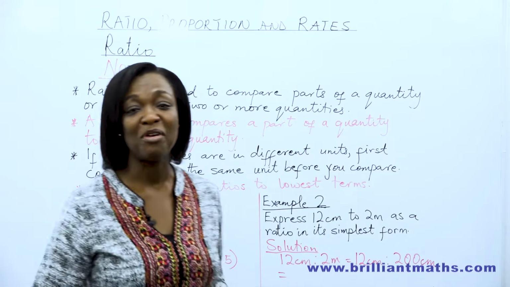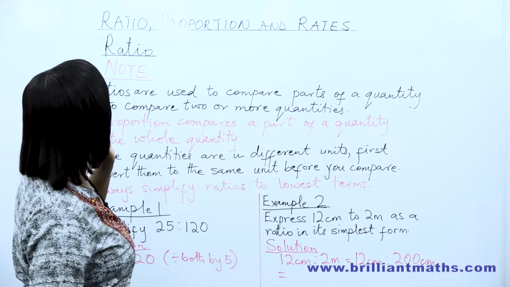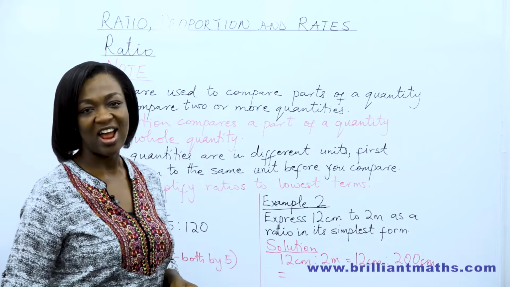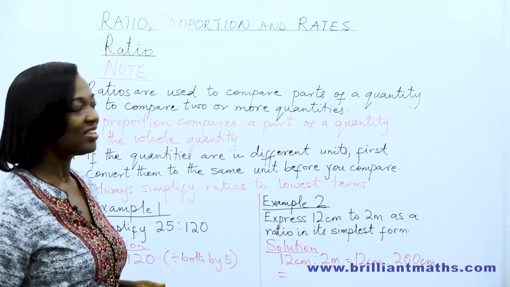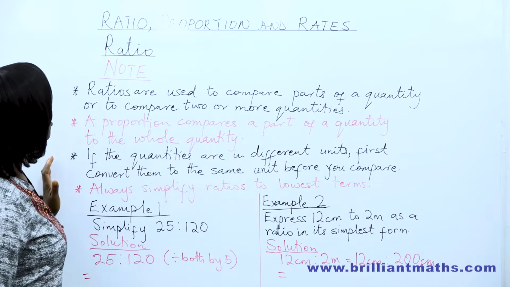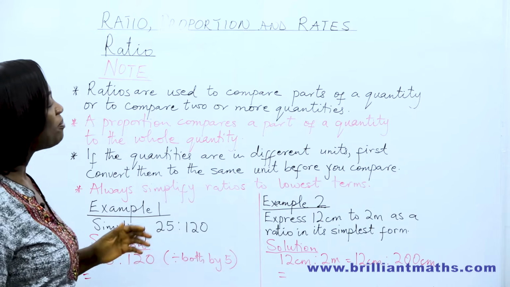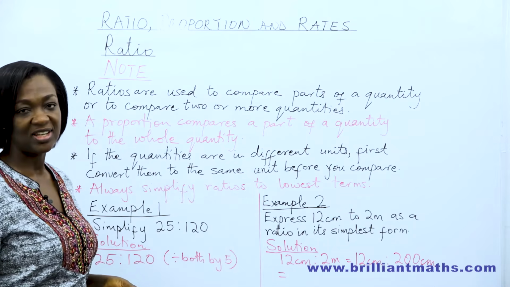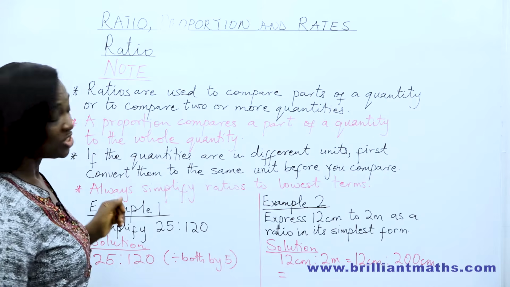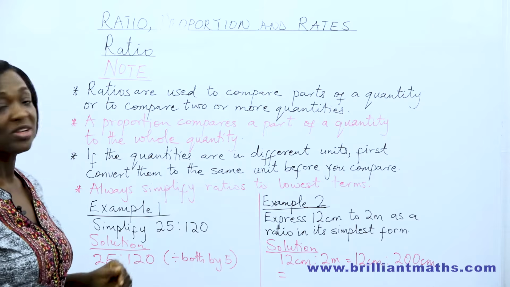Today's lesson is taken from Brilliant Maths Module 2, and we're looking at ratio, proportion, and rates. Get a copy and let's work together. Ratio. Ratios are used to compare parts of a quantity or to compare two or more quantities. Proportion. A proportion compares a part of a quantity to the whole quantity.